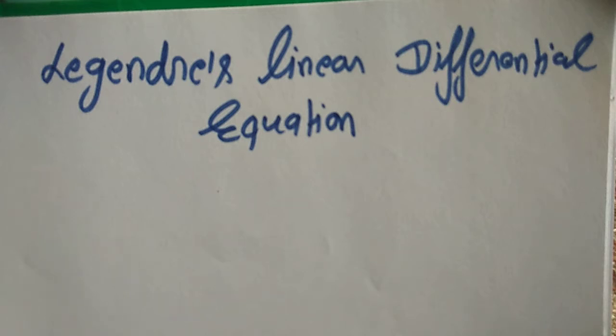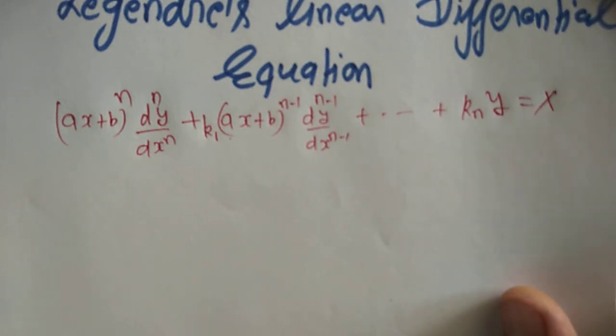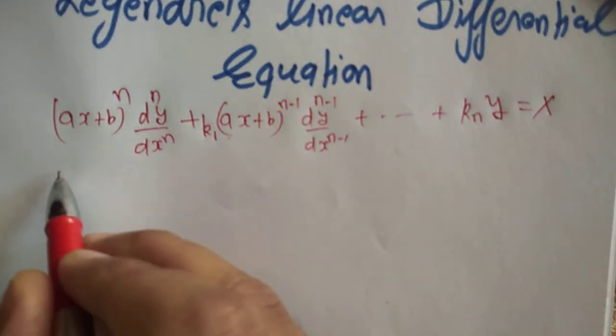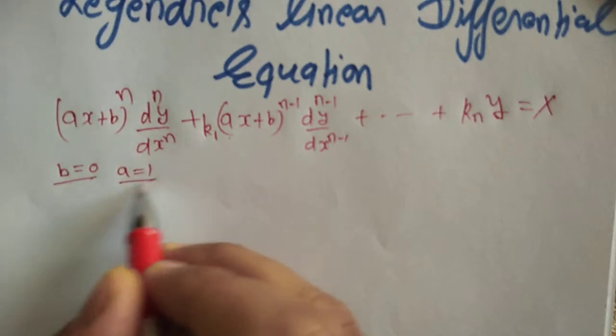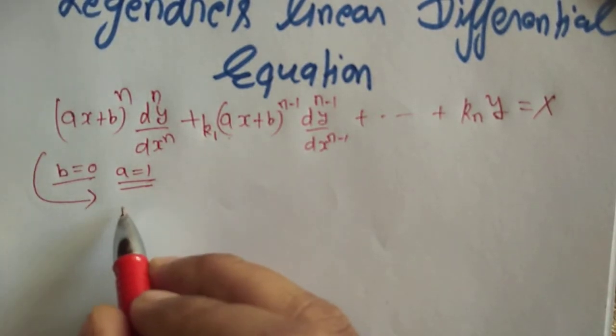In this video I am going to explain the Legendre linear differential equation. This is the generalized form of the Cauchy-Euler equation. So this is the nth order Legendre differential equation. If b equal to 0 and a equal to 1, this equation reduces to the Cauchy-Euler equation. So the Cauchy-Euler equation is one particular case of the Legendre differential equation.